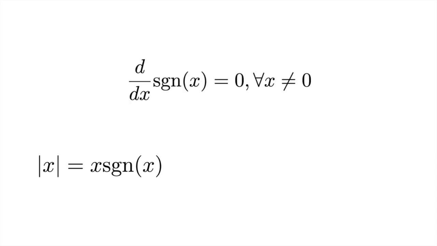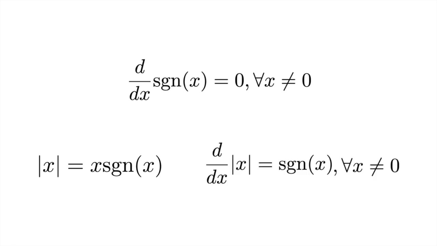To close, the most important thing I want you to remember as we head into some Squircle calculus is that the absolute value of x equals x signum x. Signum is a constant function almost everywhere, and the derivative of the absolute value is signum x.